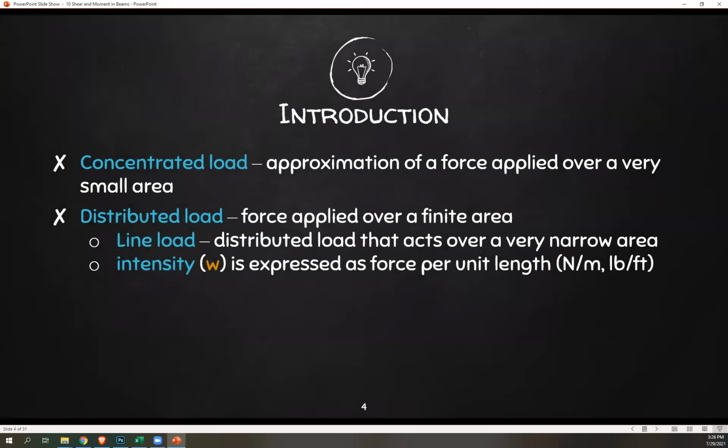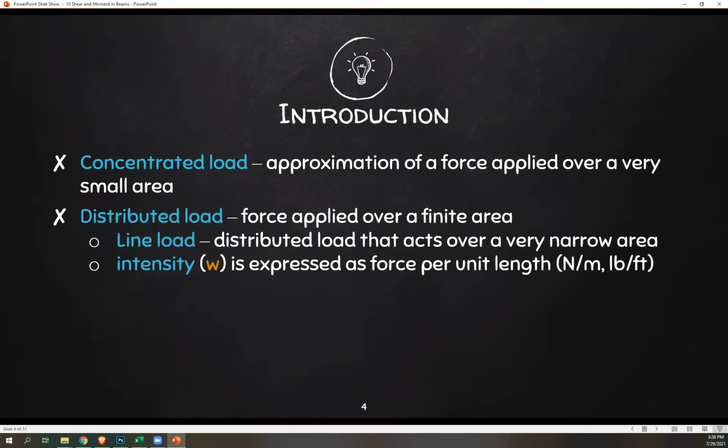Now let's talk about the load. We have concentrated load and distributed load. Concentrated load, also known as point load, is the approximation of a force applied over a very small area, hence a point load. Next, distributed load is force applied over a finite area. We also call this a line load, a distributed load that acts over a very narrow area.